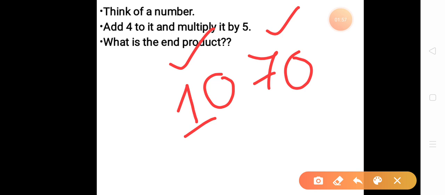Now suppose you might be thinking that, okay ma'am, she already has thought of the number and she is telling us the end product as well as the number itself. What if you ask me what you were thinking of? Suppose if somebody got 65 or say anything else, then how am I going to get that particular number that you were thinking of? There needs to be some solution. Yes, well, there is definitely a solution.